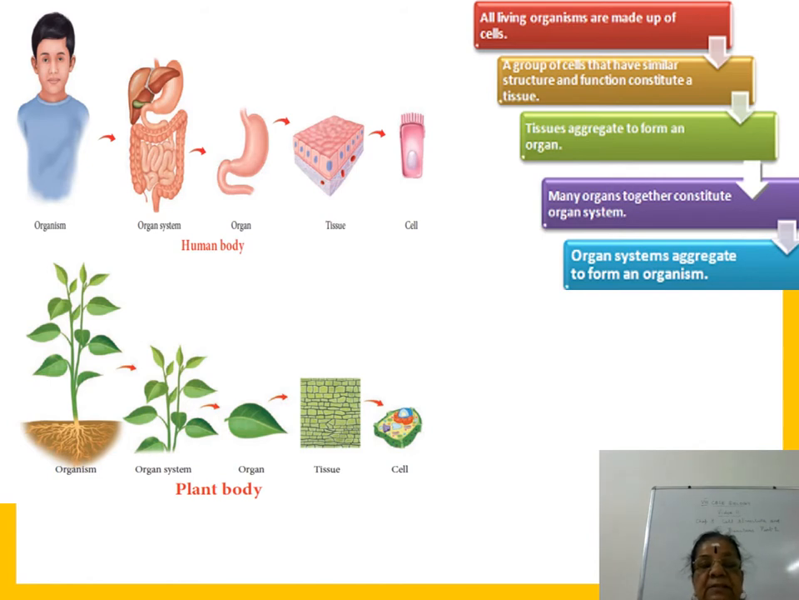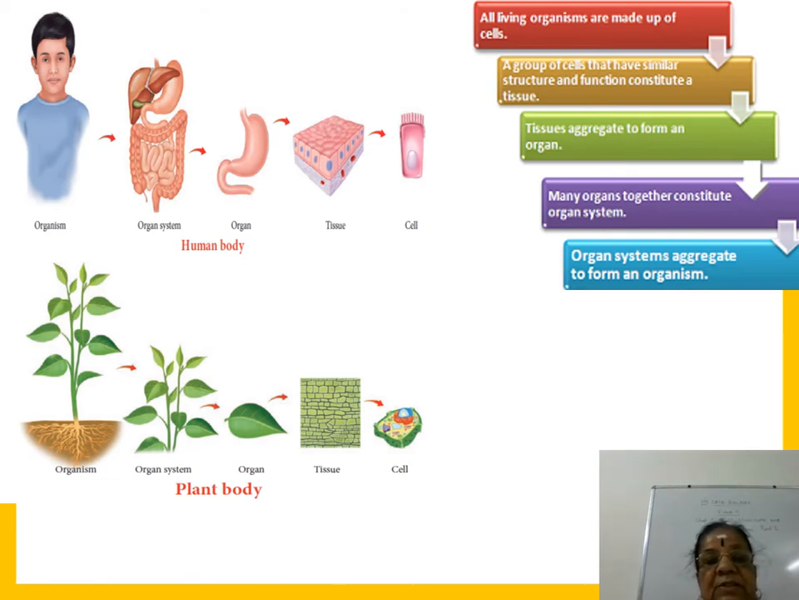Now what you are seeing is a unicellular organism, and this is a multicellular organism. That is for the plant body and human body. All living organisms are made up of cells. A group of cells that have similar structure and function constitute a tissue. These tissues aggregate to form an organ. Many organs together constitute an organ system. Organ systems aggregate to form an organism. This is for multicellular structure.